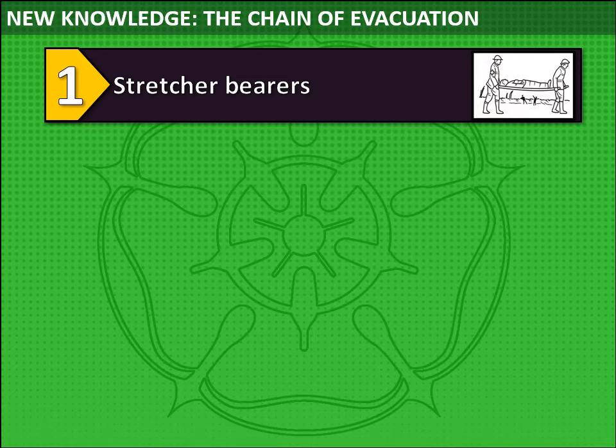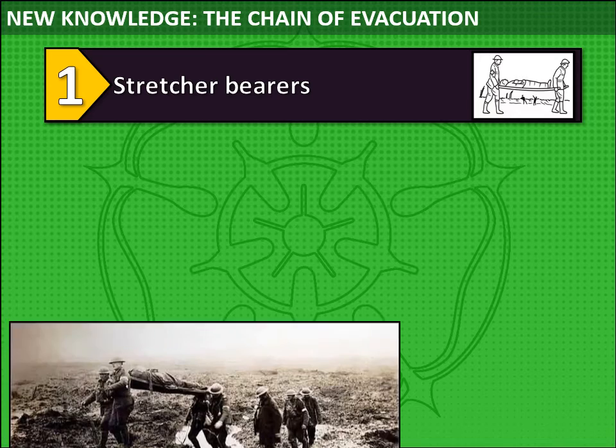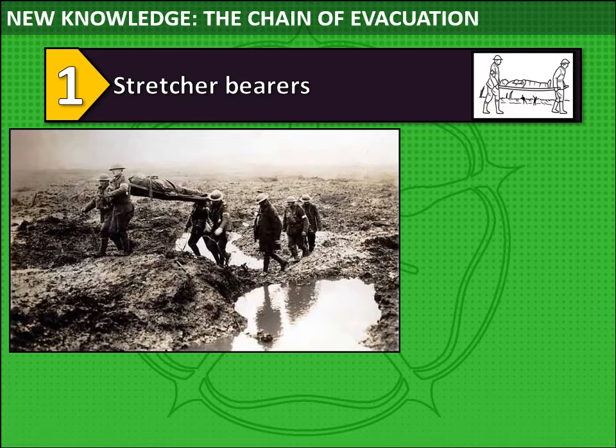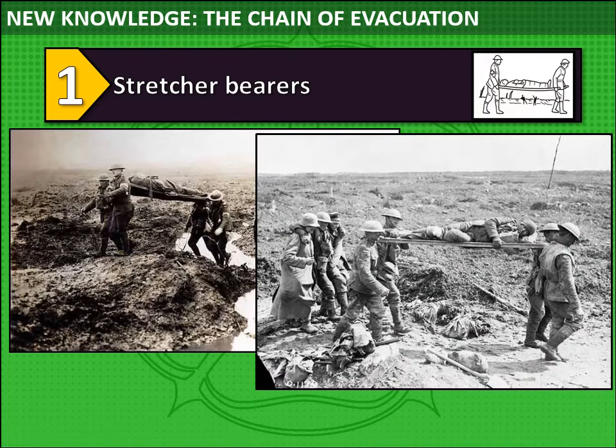Here's our first stage: stretcher bearers. Stretcher bearers would be the ones who are going to collect the wounded from no man's land or a trench, as you can see here, and carry the wounded back on stretchers if they couldn't walk for themselves. There are only 16 of these in every battalion, which is 1,000 men. And as you can see, it requires 4 soldiers or stretcher bearers to carry one injured soldier.